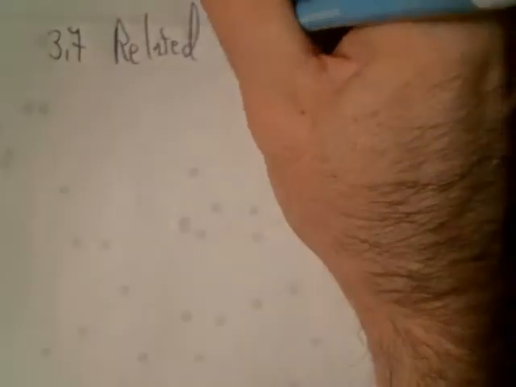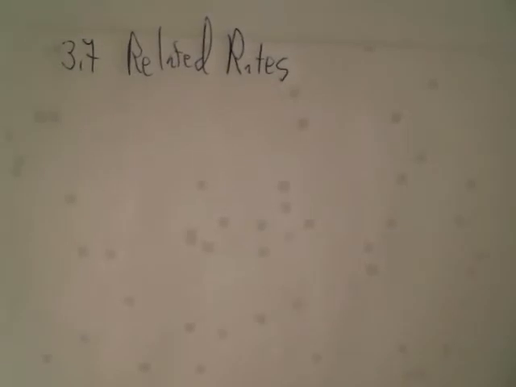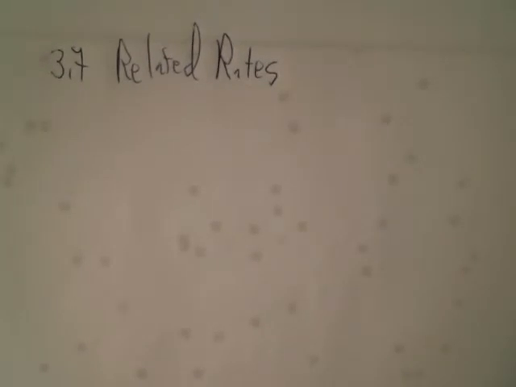Okay, welcome back. 3.7 is on related rates. So the idea is you're dealing with story problems. What you're going to do is read the question and basically fabricate an equation. Then you'll differentiate implicitly, then you'll sub in information.